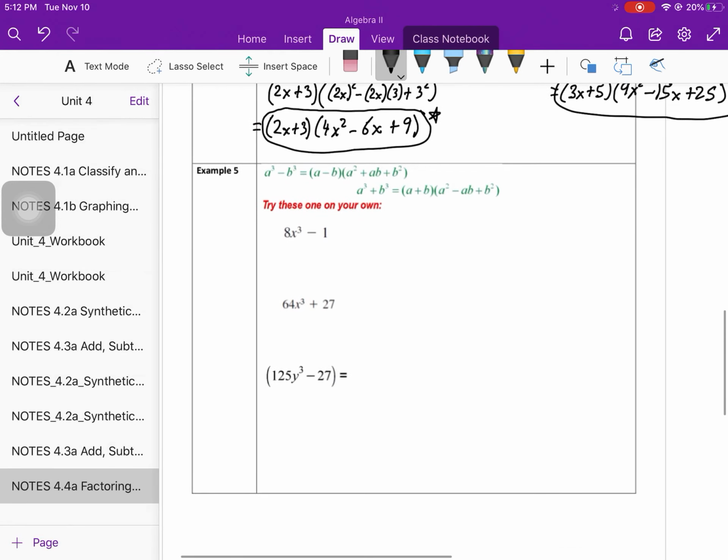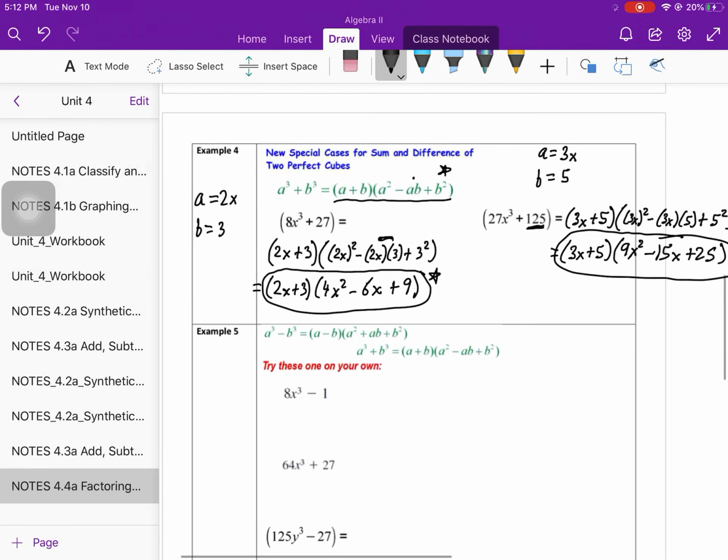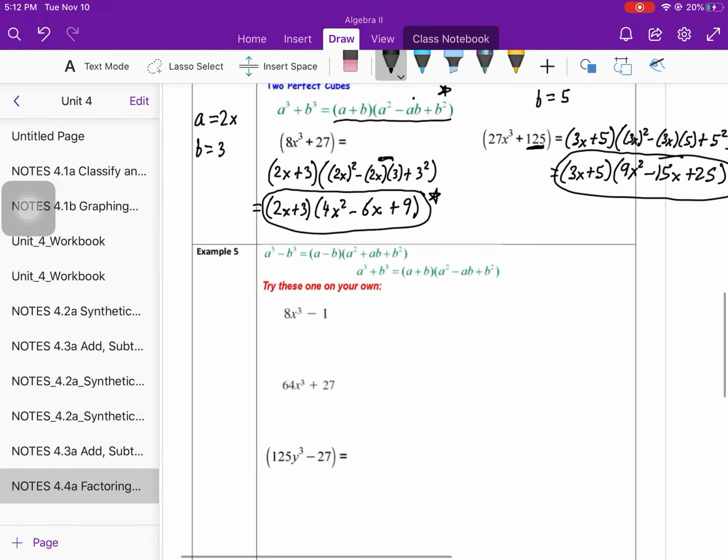Okay, so basically these last three problems that you're going to do are just what I was talking about up above. Just make sure you look and see if it's a minus sign or a plus sign, because that determines which of the top two equations you use. Okay, so we use this one if we're subtracting, we use this one if we're adding.